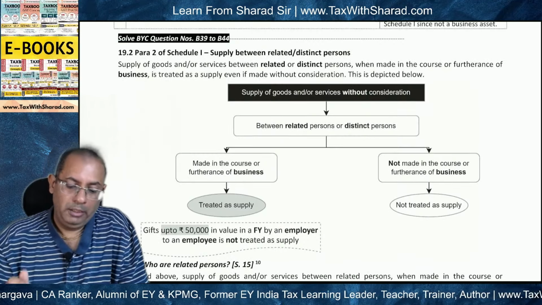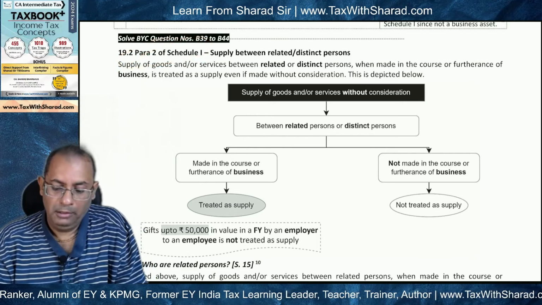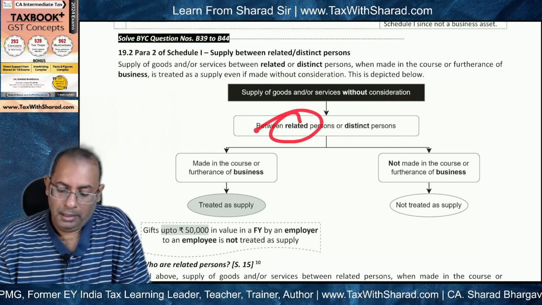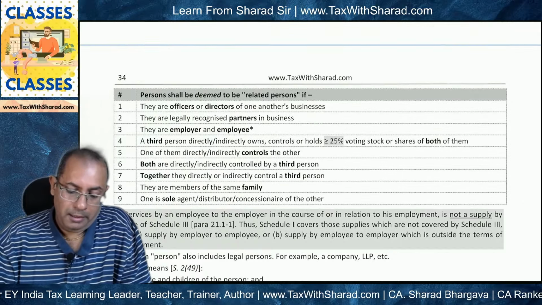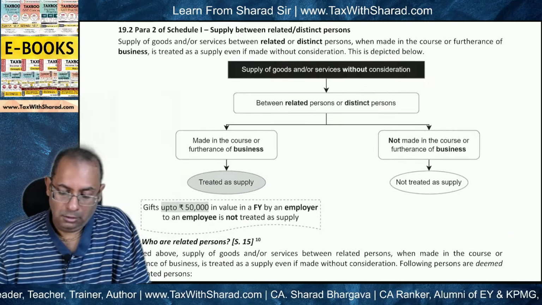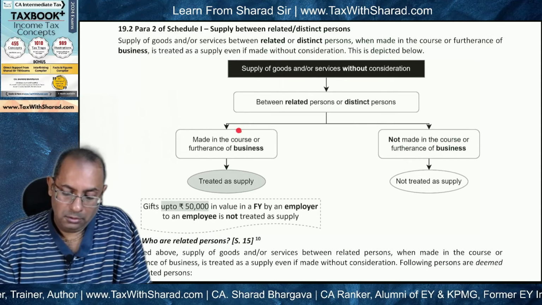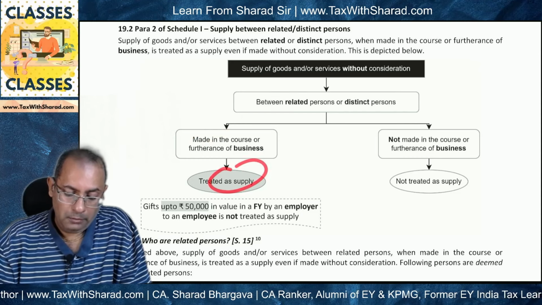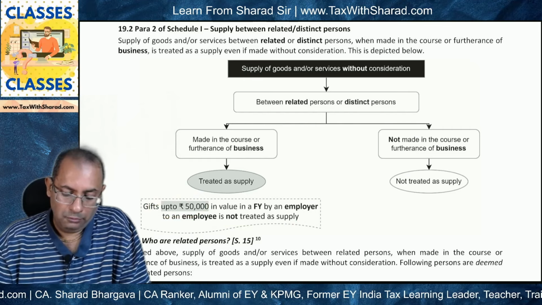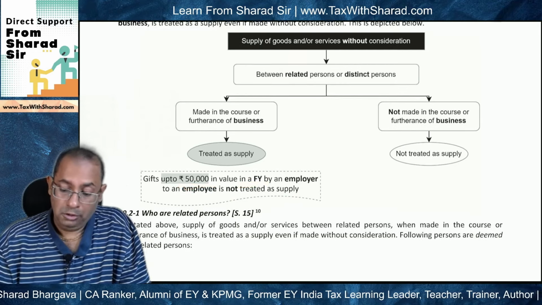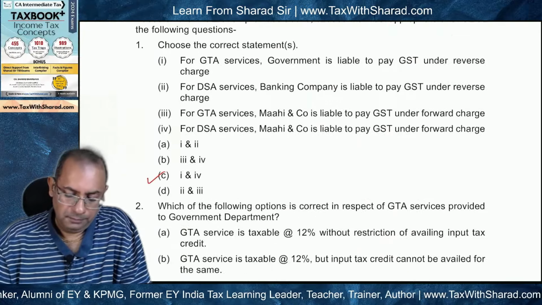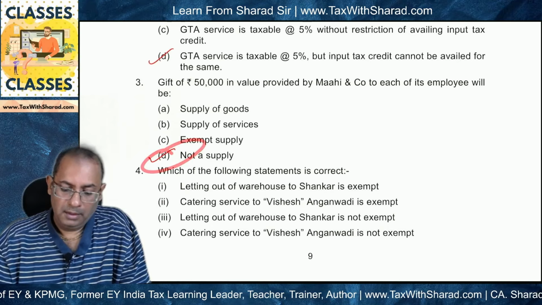So there is no consideration and hence we need to check whether para 2 of Schedule 1 applies, which is supply between related persons: supply of goods and or services without consideration. This is our case. Employer and employee are deemed to be related persons. So this is a transaction between related persons made in the course or furtherance of business. It is treated as supply. However, a gift up to 50,000 in value in a financial year by an employer to an employee is not treated as supply. So a 50,000 gift is provided in a financial year to each of the employees and therefore this will not be treated as supply. Okay, so D will be the correct answer.